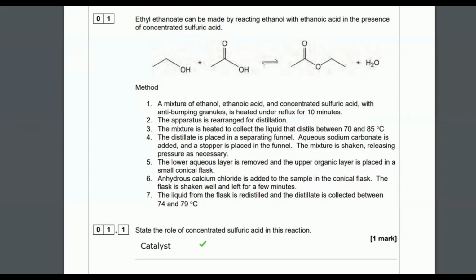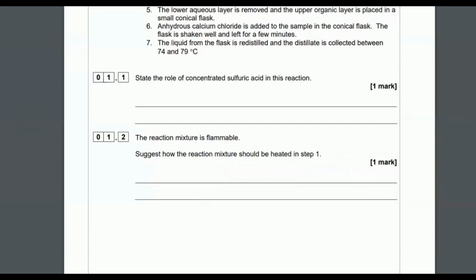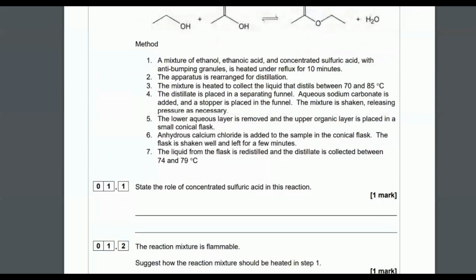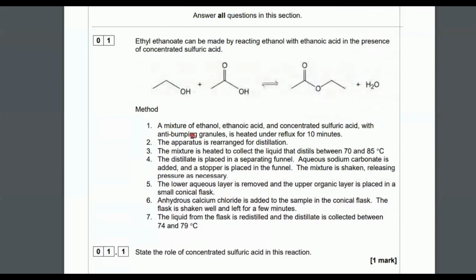All right, let's move down to 1.2. The reaction mixture is flammable. So ethanol, alcohols, flammable fuel. Suggest how the reaction mixture could be heated in step 1. We don't want the ethanol, which is going to be quite volatile, with quite a low flammability point, to catch a light quite easily. So the apparatus, how are we going to heat it? Obviously not with a naked flame, with a Bunsen burner.